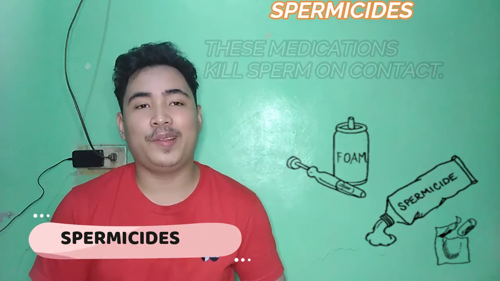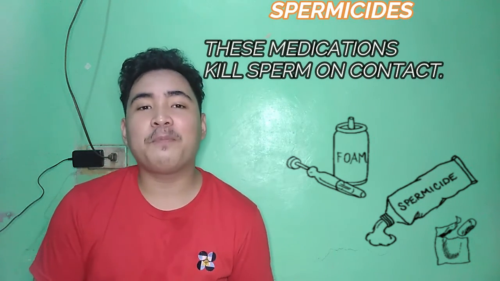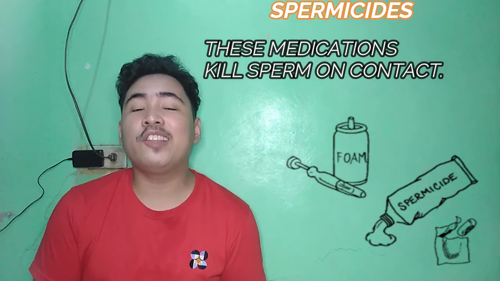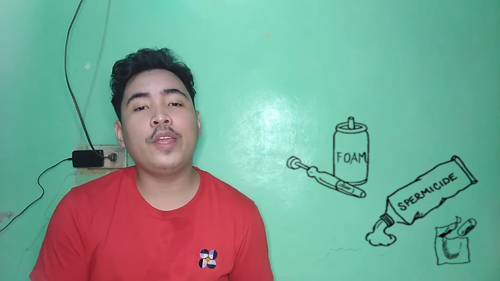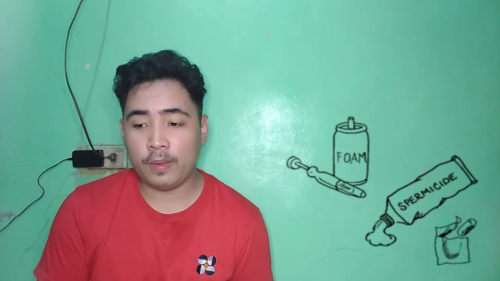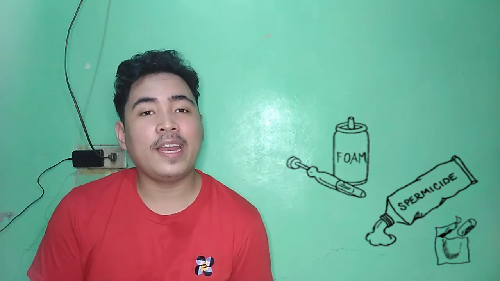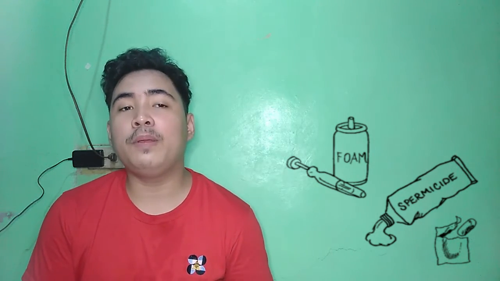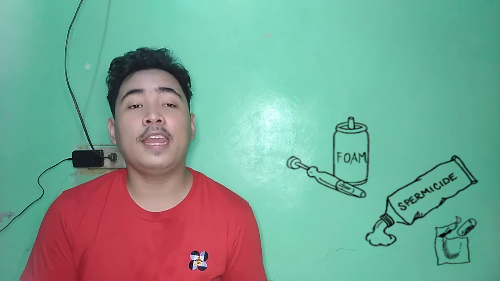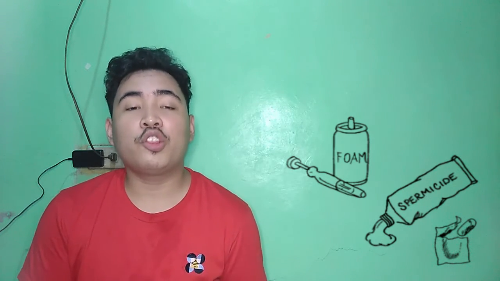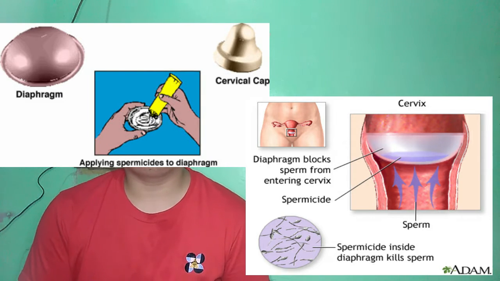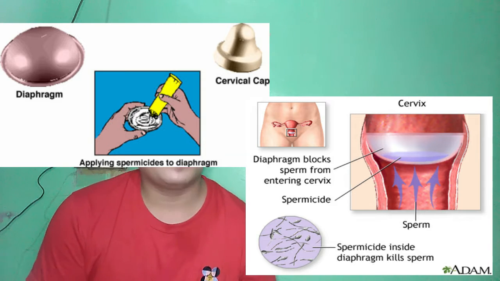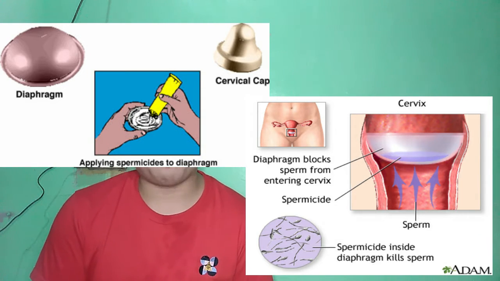Let's discuss now the spermicide. Spermicide is a type of medication which kills sperm on contact. Spermicide comes in different forms such as jelly, foam, tablets, and even a transparent film that could be put in the vagina to kill the sperm on contact. Spermicide works best when used with barrier methods such as condom, diaphragm, and the cervical cup.